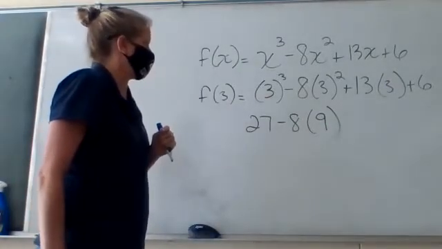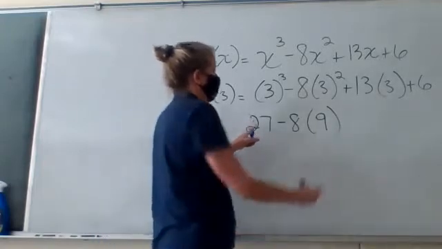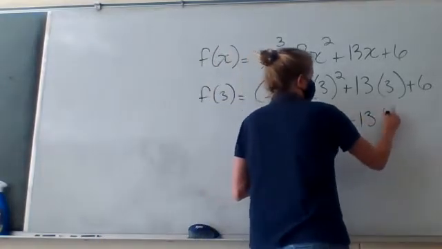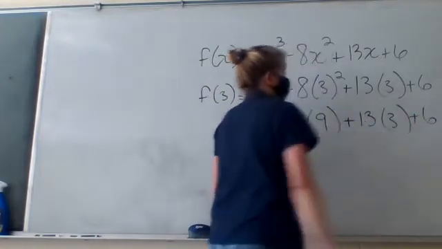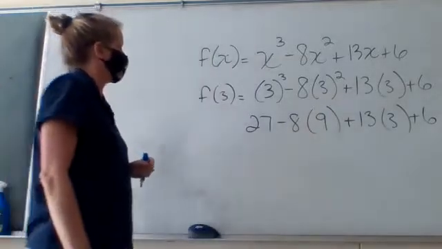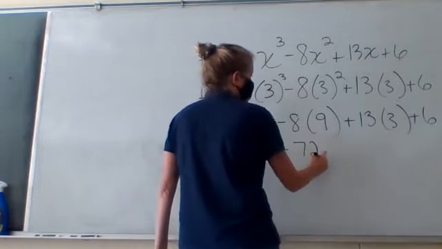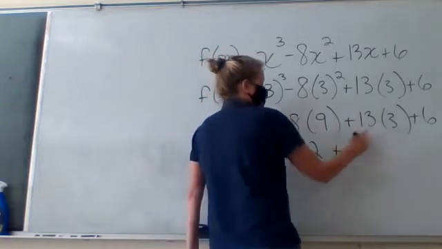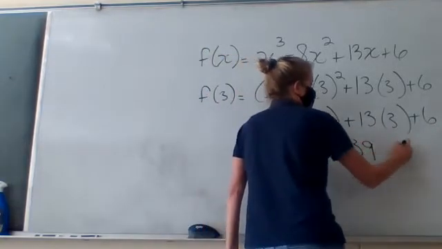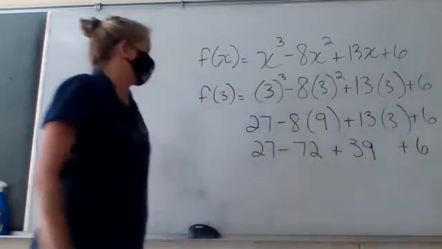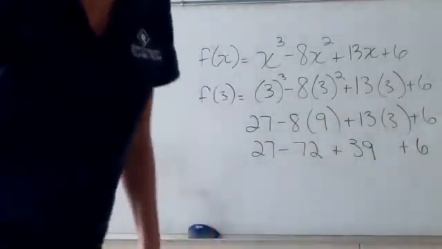Again, that's compare my exponents. So let's see. I'll just bring all this other stuff down. So I'm done with exponents. Now I'll go to multiplication. So I have 27 minus 72 plus 13 times 3 is 39. Bring down my plus 6 and then add and subtract that straight across.